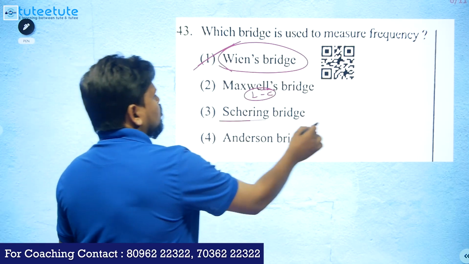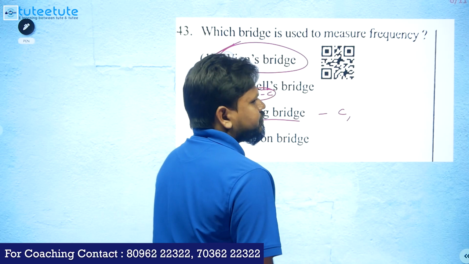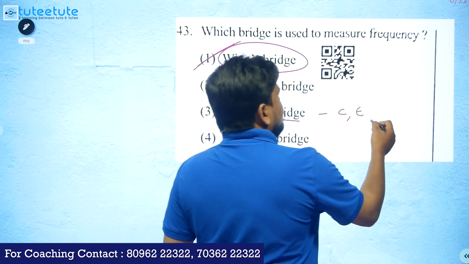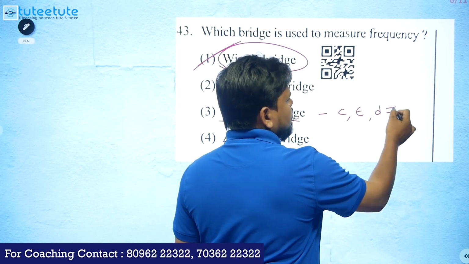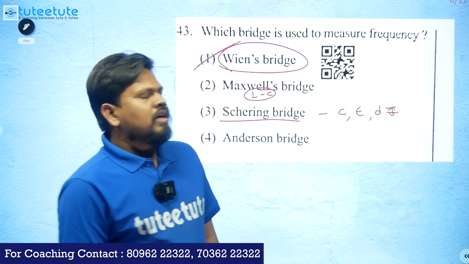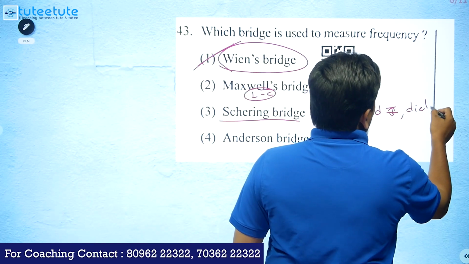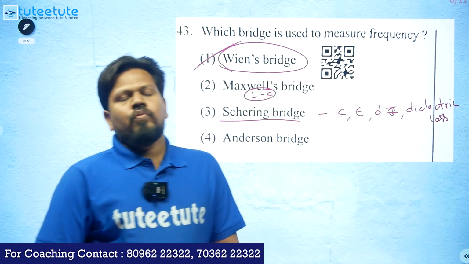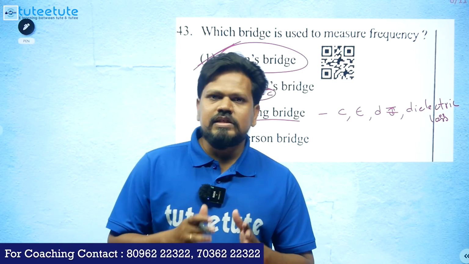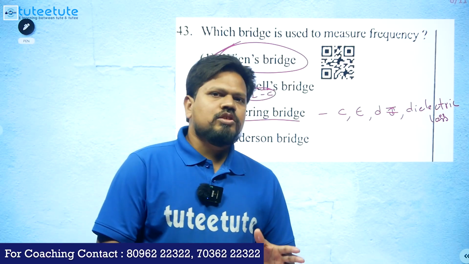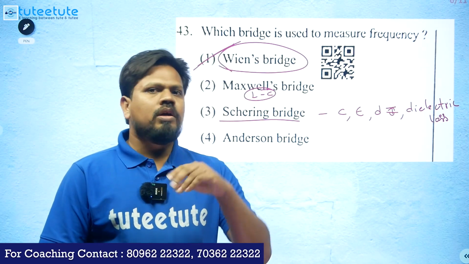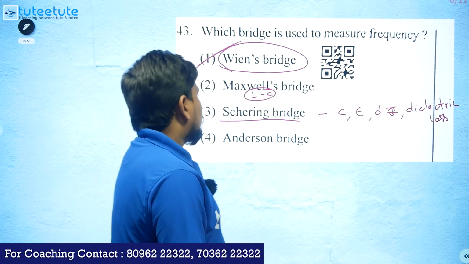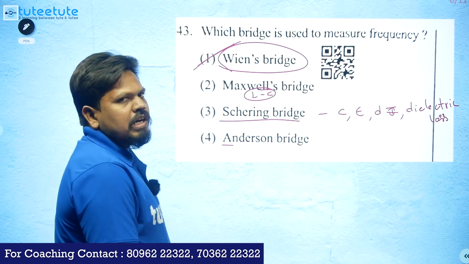The Schering bridge is used for capacitance measurement, for the epsilon. So permittivity calculations, and the distance between the parallel plates we can also calculate. Between the parallel plates we can find the dielectric loss. Measurements is a very simple subject and we have to read everything. Not only for this, in interviews for any PSUs, we have to read the measurement subject perfectly. Anyway, Anderson's bridge will be used for accurate inductance measurement.